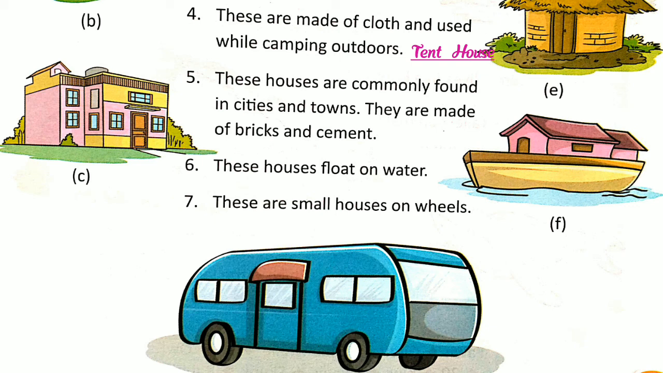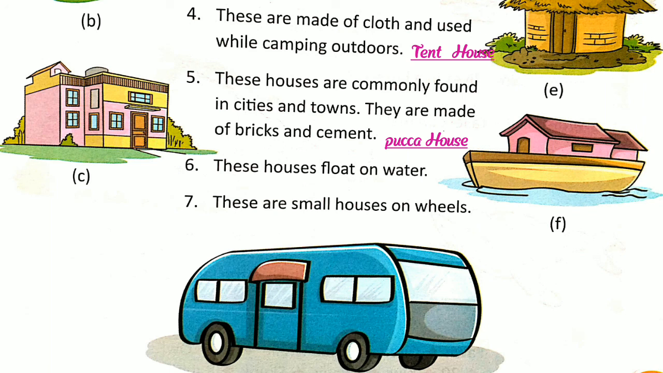Now number 5. These houses are commonly found in cities and towns, and they are made up of brick and cement. Which type of house is made up of brick and cement? Here we can see a house made up of brick, cement and stone, and it's also a big and strong house. So it is called a pakka house. Very good children.